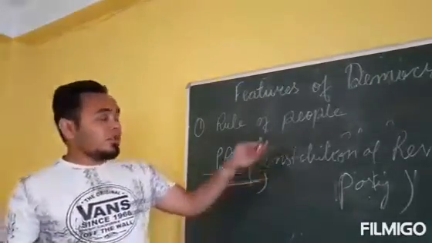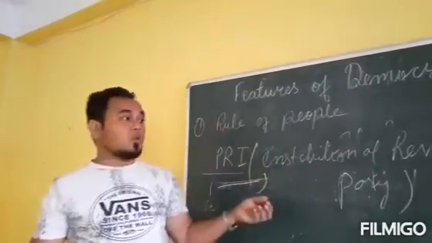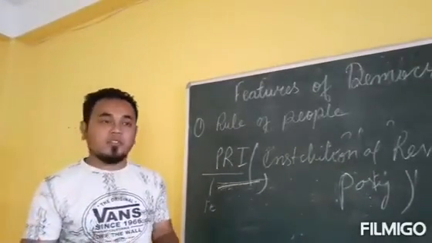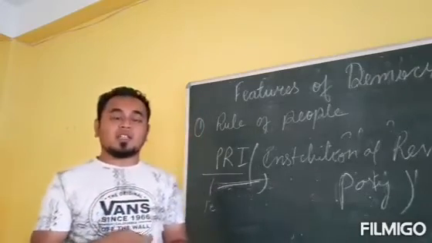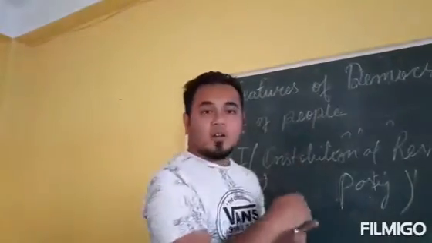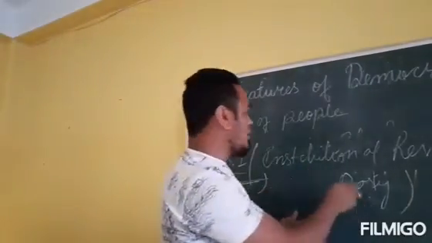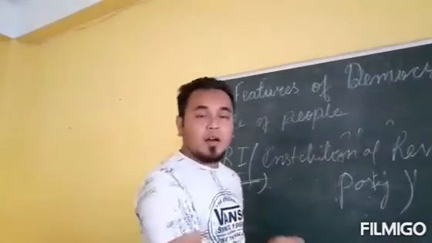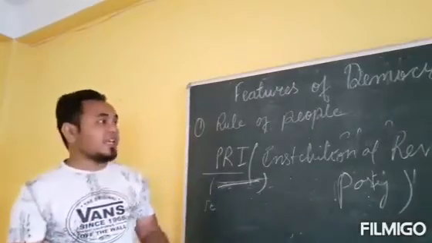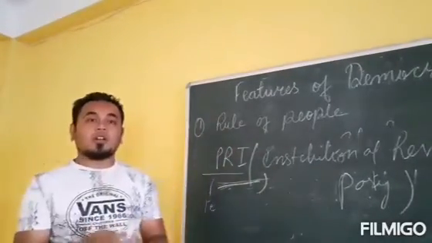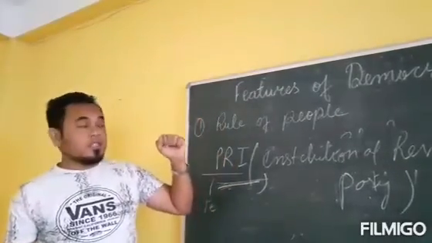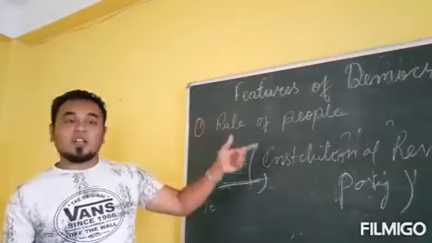So we can say that Mexico is not following the number 2 feature of democracy, that is free and fair election. There was no free and fair election in Mexico, and all the powers were in the hands of the PRI. Only this party always formed the government. So Mexico is also not a democratic country.